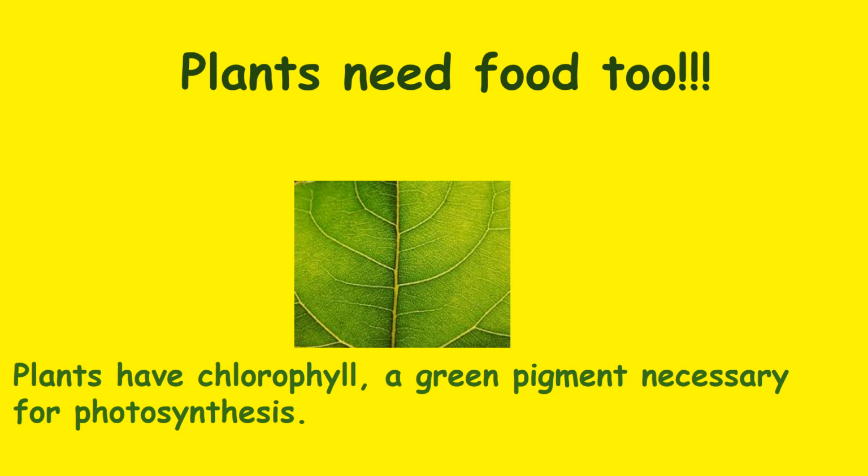Plants have chlorophyll. It's a green pigment or color necessary for photosynthesis. Wow, those are two big words. We talked about chlorophyll and photosynthesis. Can you say the word chlorophyll? Great job. Now, chlorophyll is really a fancy word to say that's the green part of the leaf.